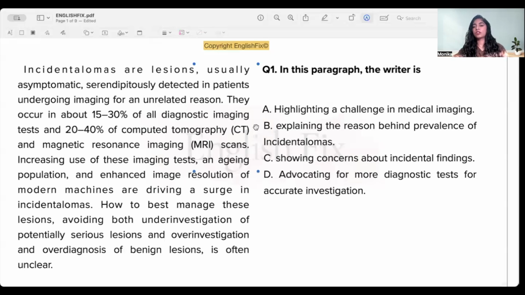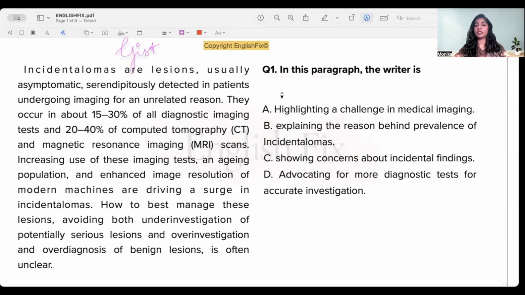All right. So this question is asking, what is the writer doing in this paragraph? Remember, whenever you're asked a question like this, it is what we call a gist question. Why do we call it a gist question and what does it mean? We call it a gist question because the person who has made this question has not really given us any specific detail in the question itself.